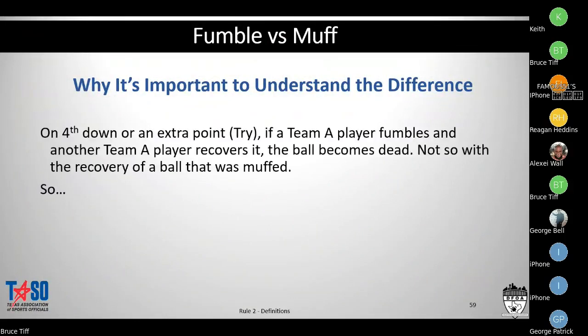Why it's important to understand the difference. On 4th down or an extra point try, if a Team A player fumbles and another Team A player recovers it, the ball becomes dead. Not so with the recovery of a ball that is muffed. On a 4th down, you'll see everyone rolling their arms. That means 4th down fumble rules are in effect. And that's what you have in these situations. You're talking about 4th down fumble rules.